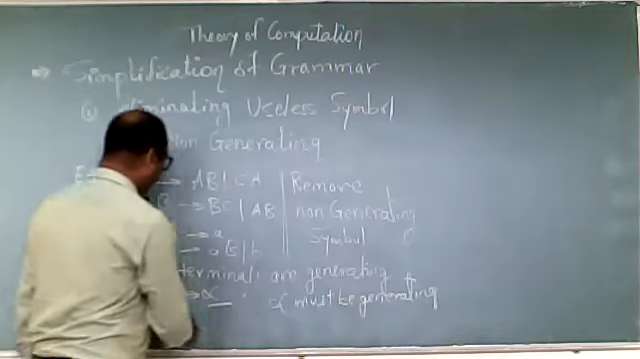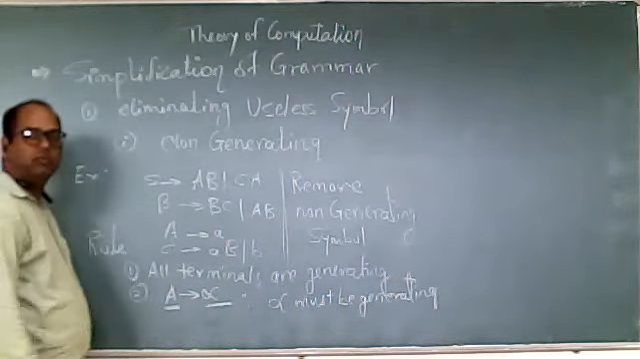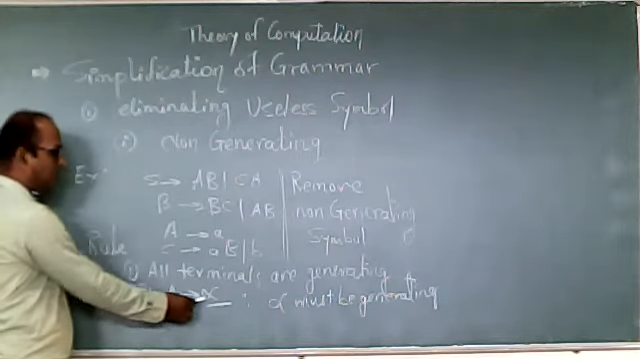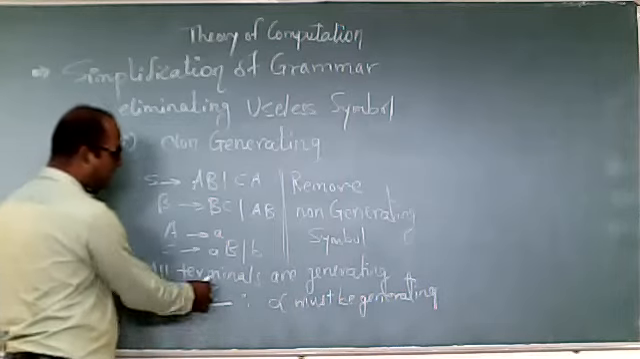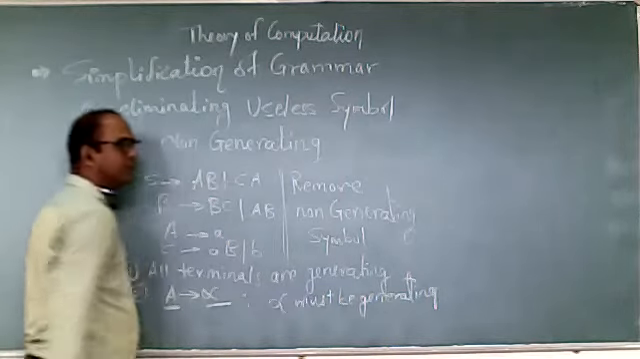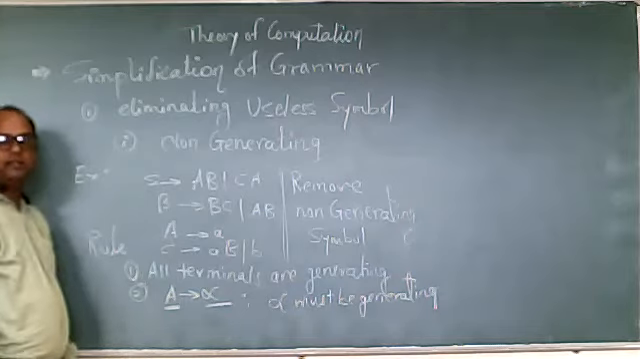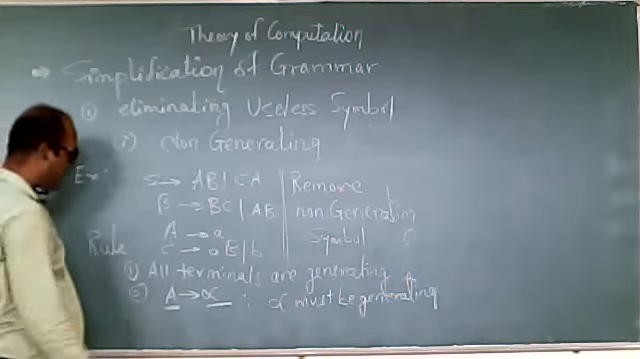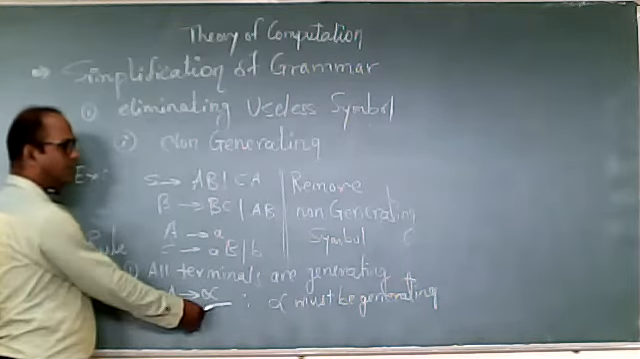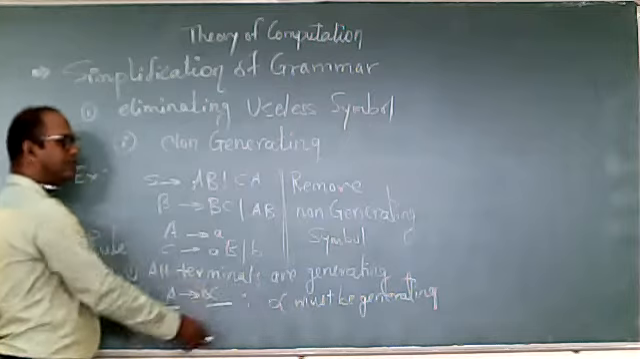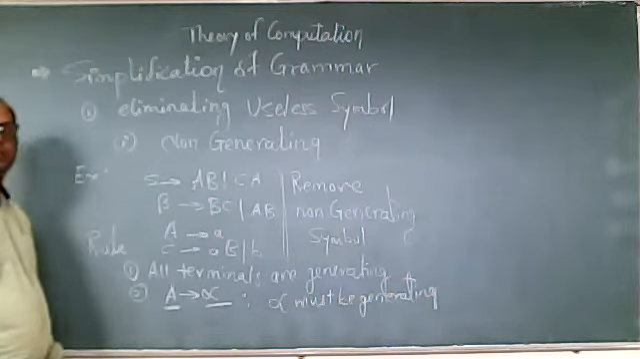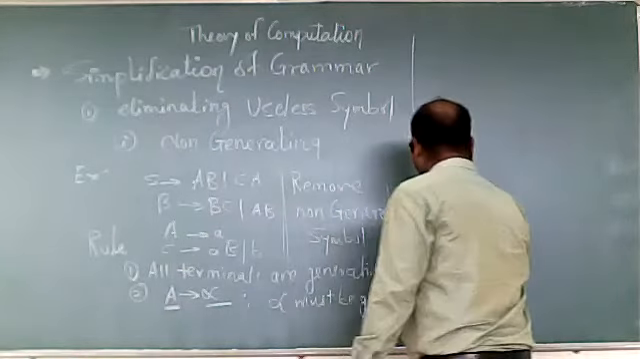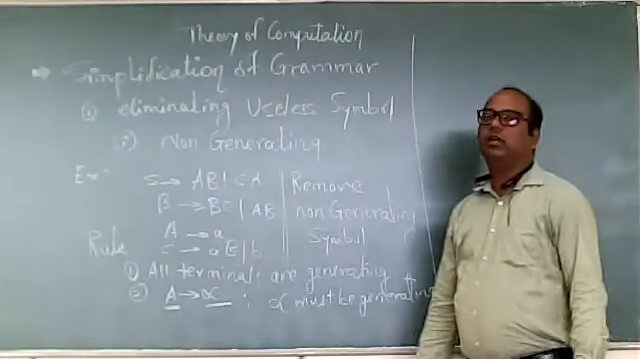So that time we will say A is generating. When we say A is generating, if A has a production like this, where A belongs to a collection of variables and terminals, and that variable is generating, that time directly A will become generating. So these are the two rules. All terminals are generating symbols, and second, if A has some variable and that variable is generating, that time we will say A is generating. These two rules we have to follow for finding the generating symbol.